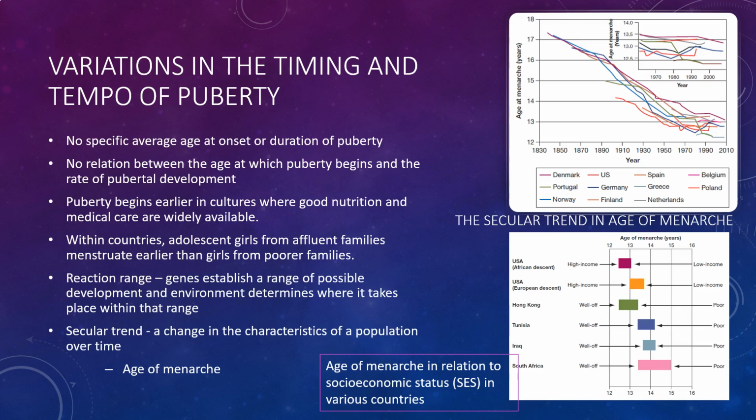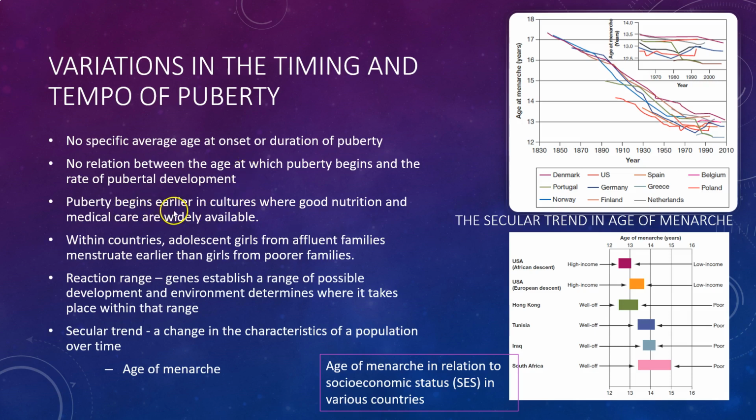All right, variations in the timing and tempo of puberty. There's no average age at onset or duration of puberty. It can be quite variable for individual people. And there's no relation between the age at which puberty begins and the rate of development. So just because the individual starts puberty early doesn't mean they'll go through the stages much more quickly or much more slowly than somebody else.